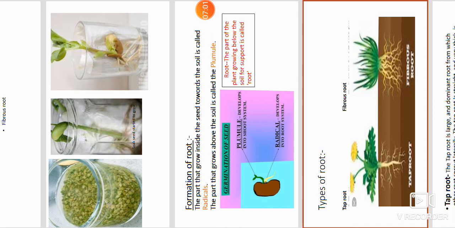So students, today we saw the second lesson, plant structure and function. In this lesson we saw root types, okay, and some activities. So you do this activity at your home and note down the observations, okay, and take photos. After school starts you have to show me, okay.